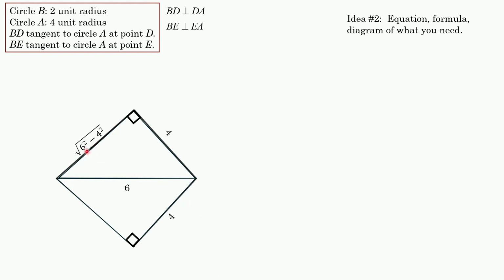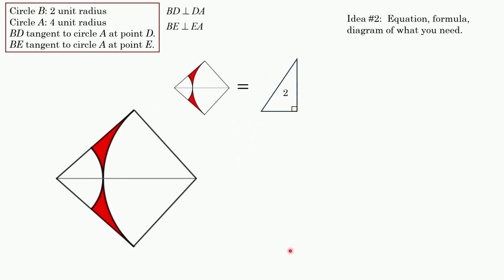Square root of 6 squared minus 4 squared would be that distance. Same one down here. So, yep, we have side angle side right here. We have a 90-degree angle. So, yeah, these two are exactly the same. A couple different ways we could show that, but they are the same.